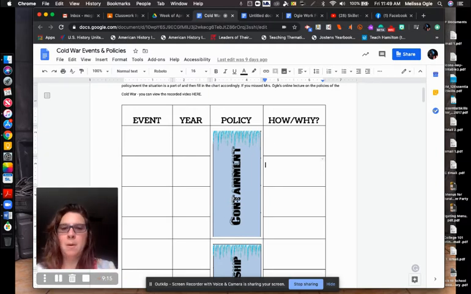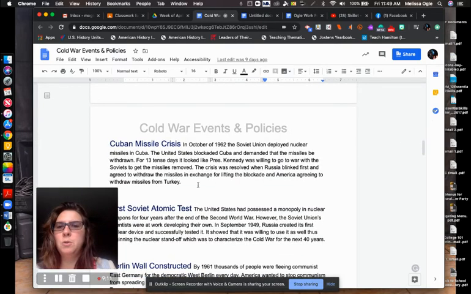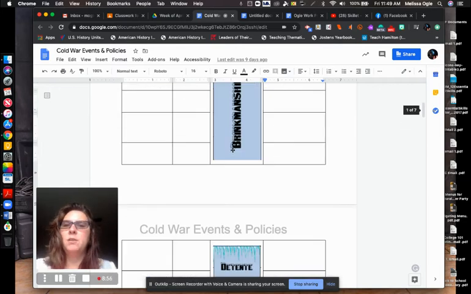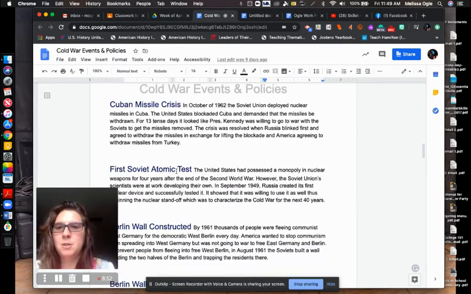Okay, so it's showing that reaction. So how you get that information is you will use these events that took place during the Cold War. So you don't have to do any outside research. Everything you need to do the chart is here. You just have to go through and read the events and figure out where that event fits as far as the policy. So is this event, for example, the first one is the Cuban Missile Crisis.